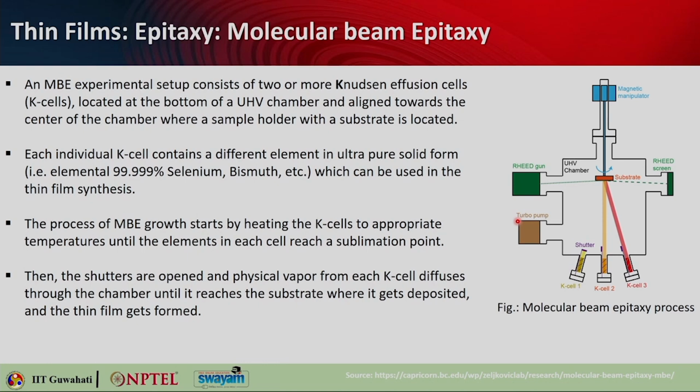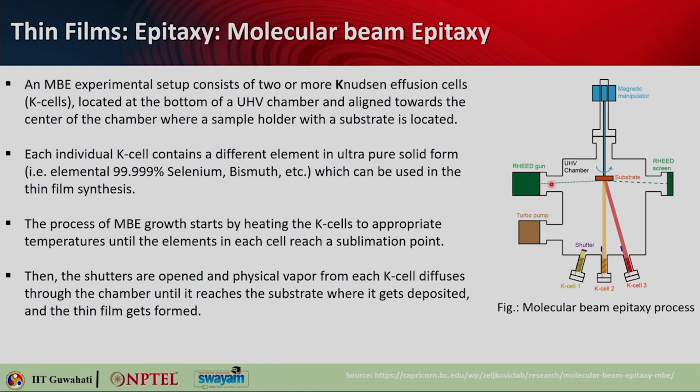When I say low rotation speed, it is typically 1 or 2 rpm, by utilizing a stepper motor which can be attached to this magnetic manipulator. So this is how it can be slowly rotated, and the electrons come from this RHEED gun. So this is the electron diffraction gun.